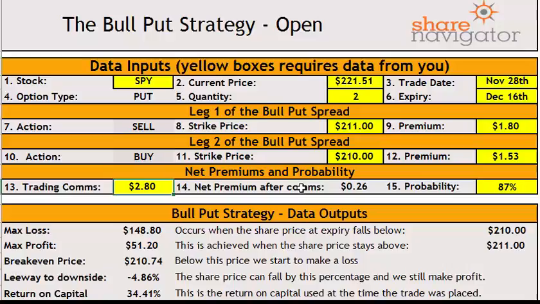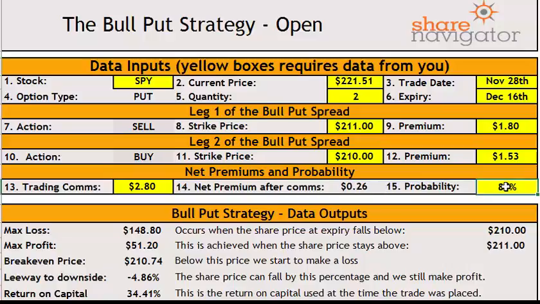Next is the net premium per share after commissions. You've placed 2 trades here. On one hand, we've sold the 211 put and taken in 180 in premium. At the same time, we've bought the 210 put and paid out 153. That's a net credit for us of 27 cents a share. But we've got trading costs, which we must take into consideration, and when we bake them into our formula, it's automatically calculated. That means we're getting a net credit after trading costs of 26 cents a share.